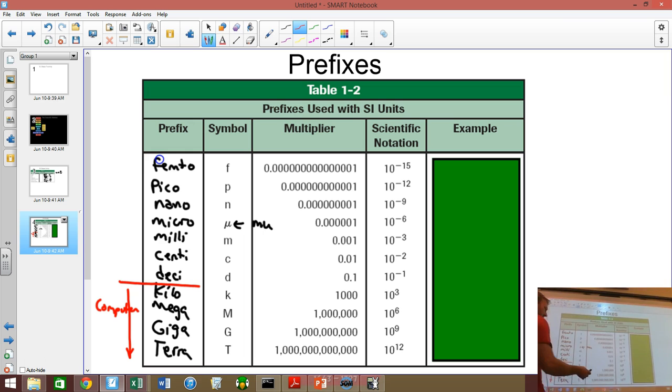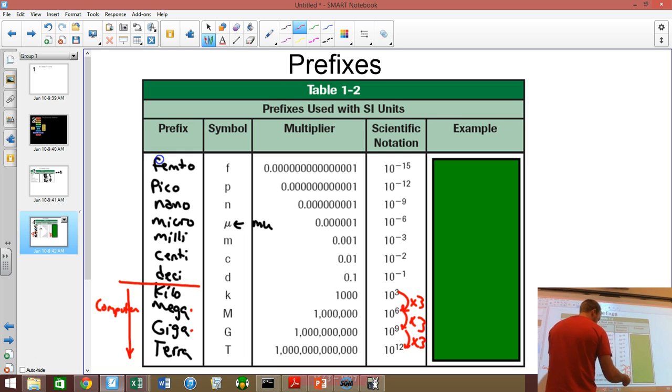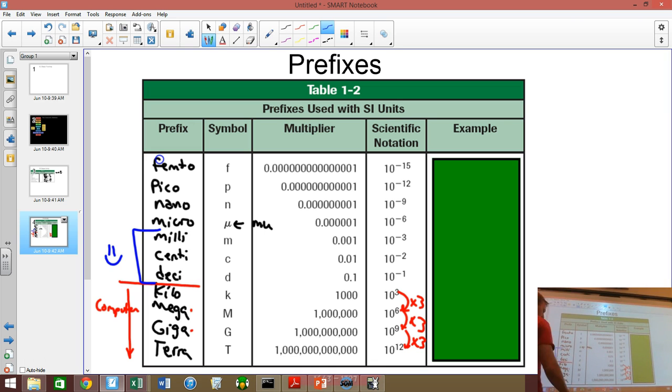You'll notice that each of these goes up by a factor of 3 each time. So a gigabyte is 1,000 times bigger than a megabyte. A terabyte is 1,000 times bigger than a gigabyte. So they're going up by a factor of 3. Milli, centi, deci, these are ones you probably are familiar with. Down here, these ones maybe not so much.